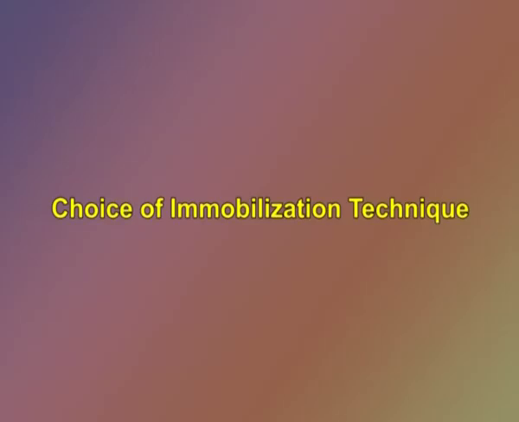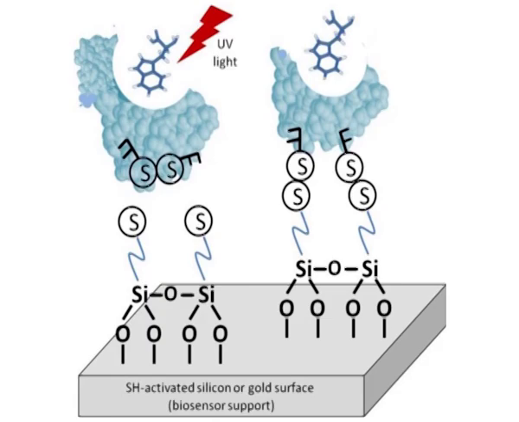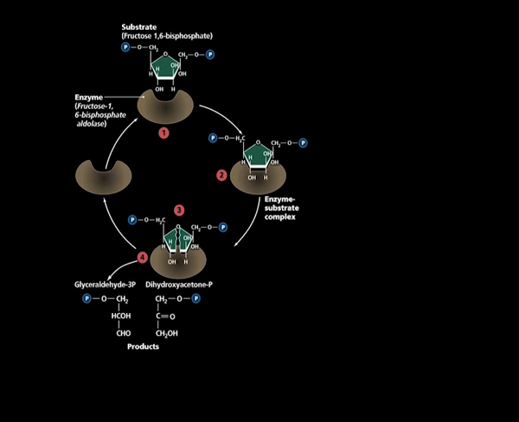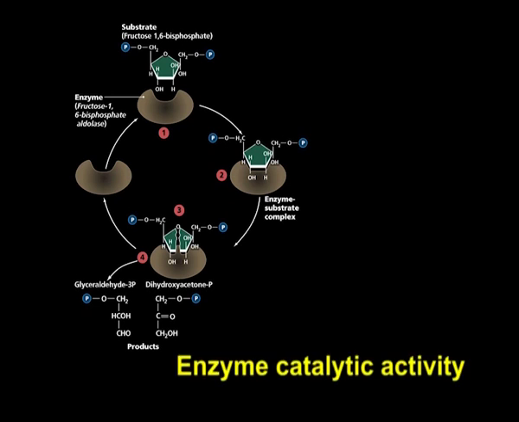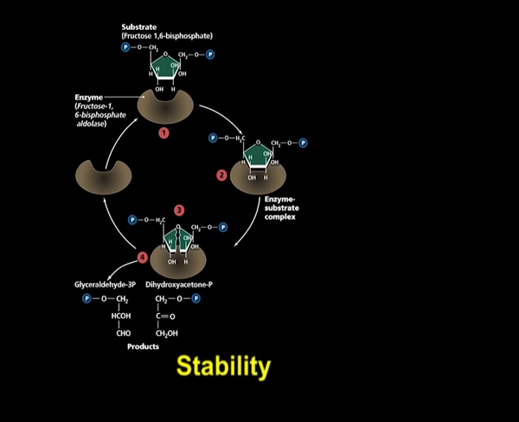Coming on to choice of immobilization technique. The selection of a particular method for immobilization of enzymes is based on a trial and error approach to choose the ideal one. Among the factors that decide a technique, the enzyme catalytic activity, stability, regenerability and cost factor are important. Immobilization of L-amino acid acylase.